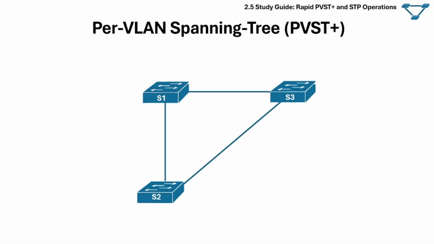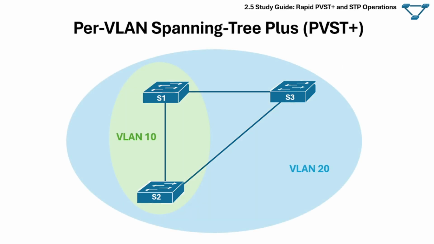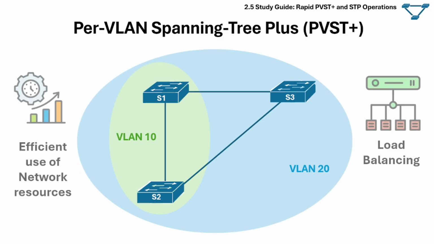The next topic is PVST Plus, or Per-VLAN Spanning Tree Plus. PVST Plus is a Cisco proprietary protocol that extends the standard spanning tree protocol by creating a separate spanning tree instance for each VLAN on a network. This allows for a more efficient use of network resources and better load balancing, as different VLANs can have different root bridges and forwarding paths.